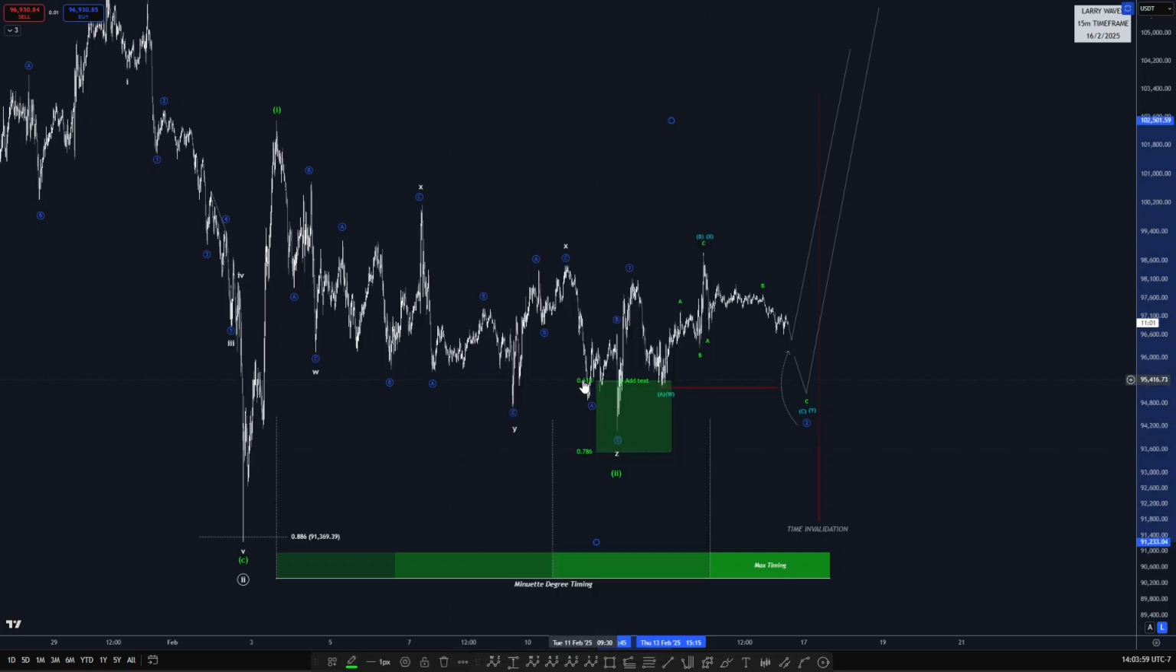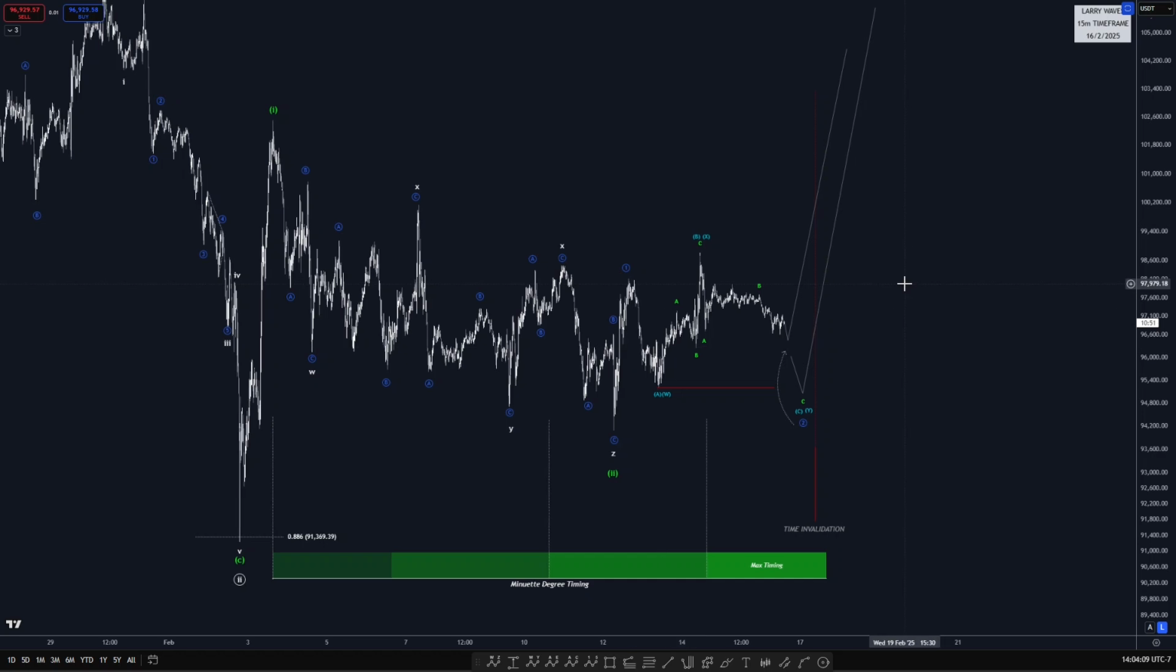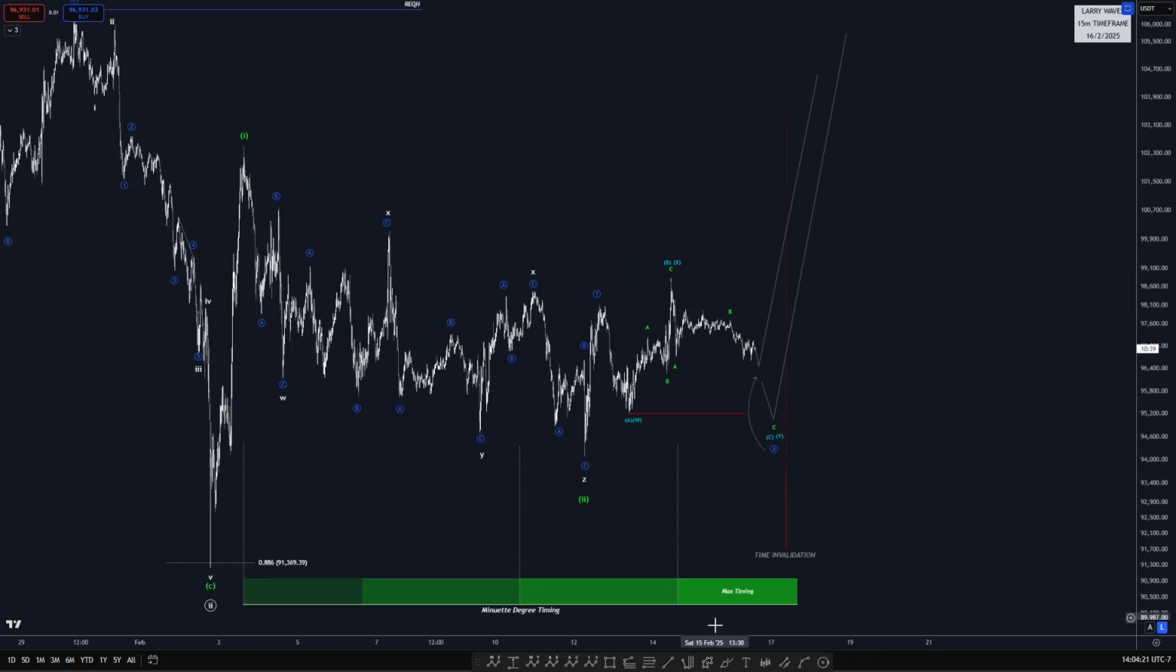Typically, we like to see wave 2 end at the 618, but it can go to the 786, and it's right within that price range. So we've got structure, time, and we have price right into the typical zones that we expect. Now it's really about managing expectations for the move upwards.